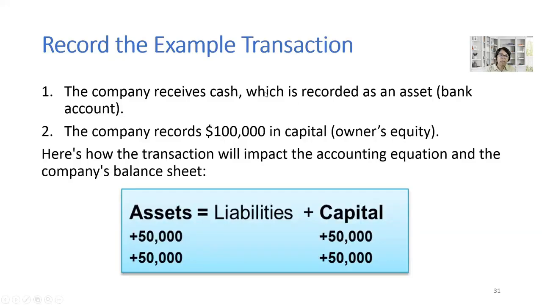The company receives cash, your company, and so your bank account went up by $100,000. Well, your equity also goes up by $100,000 because, how do you know? Well, assets have to equal liabilities plus capital. So the only asset you have so far is $100,000 because you each put in 50, and you don't owe anybody anything. So your capital has to equal $100,000.